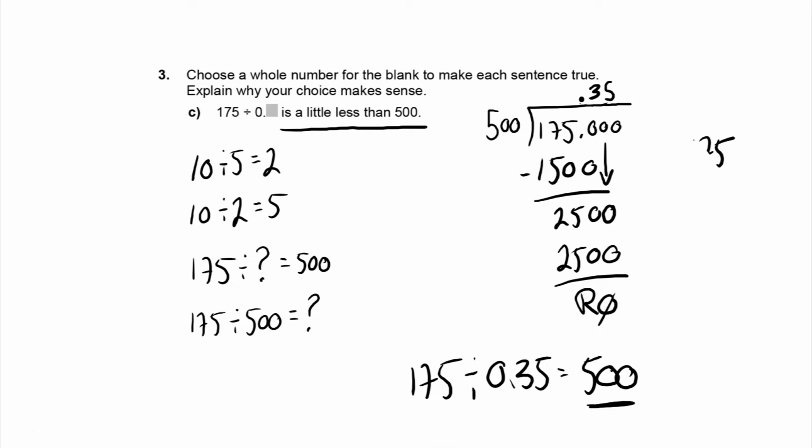So if we want this to be a little bit less than 500, we need to make this number just a little bit bigger. So 175 divided by 0.36 would solve the problem for us.